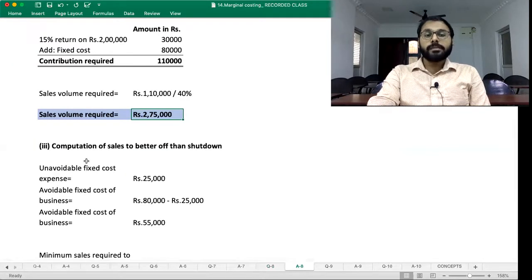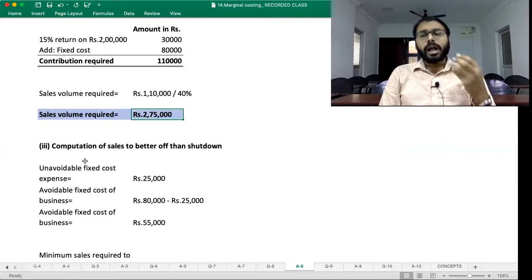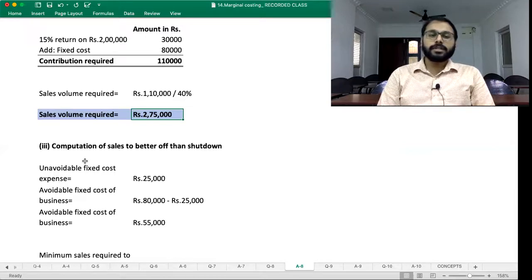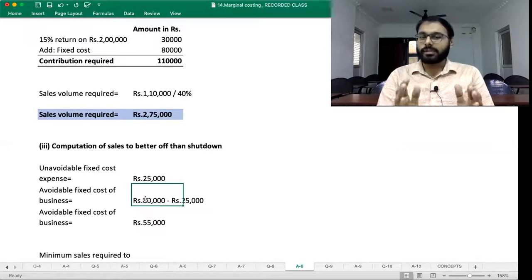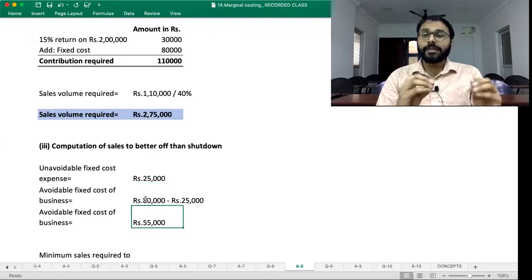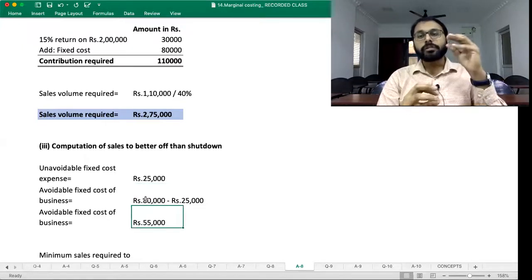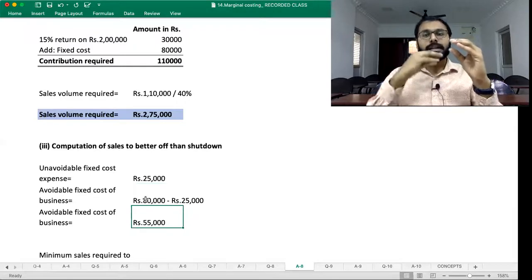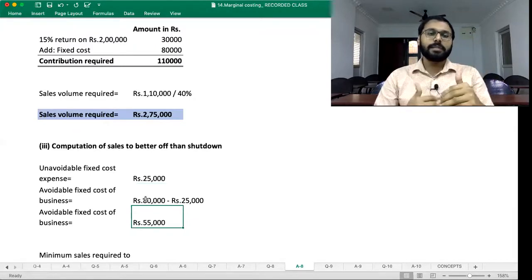My unavoidable or uncontrollable, without management, the unmanageable expenses out of my control is going to be 25,000. So what is going to be the avoidable fixed cost? Simply 80,000, the total fixed cost, minus 25,000 is going to give me the avoidable cost. So 55,000 rupees. Out of the total fixed cost of 80,000, 55,000 rupees is within my control.